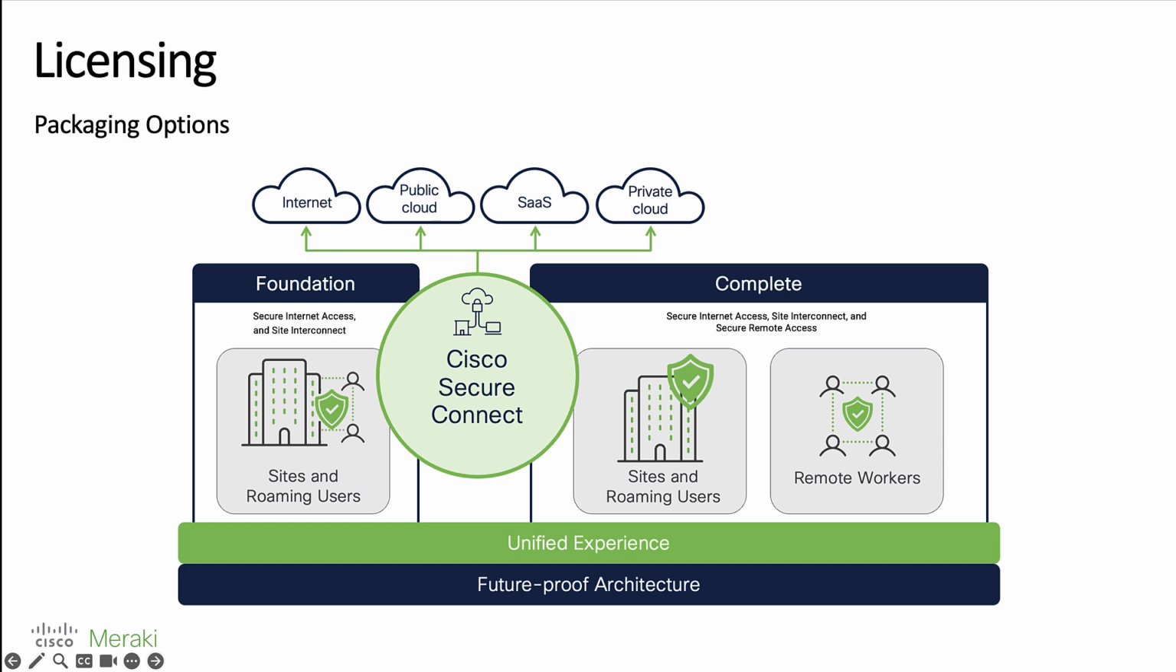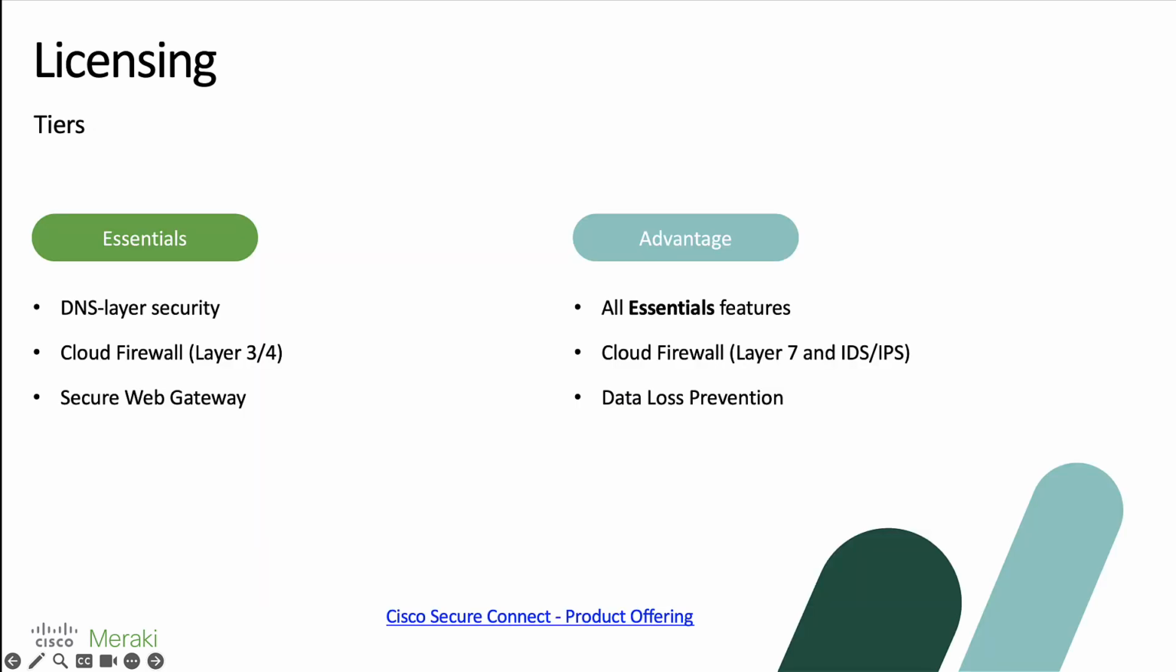Complete. The Foundation license offers the secure internet access and site interconnect use cases we looked at earlier, with Complete doing the same but then also adding the secure remote access use case as well. Between these two packages, we can start to mix and match these depending on how many users we might have, say, working in a hybrid state, as well as how many users might simply be working, say, behind a site or a location which we've connected into our cloud service.